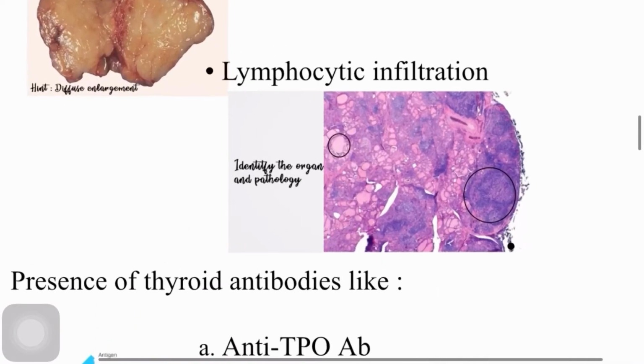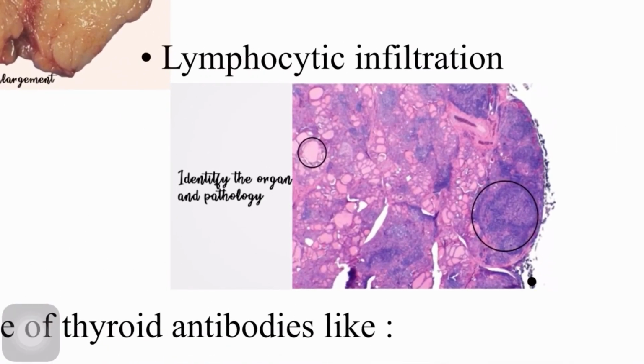The second characteristic here is the lymphocytic infiltration, and that's why it's called chronic lymphocytic thyroiditis. Here, apart from the normal thyroid gland, that is the pink part, there is a lot of purple part, that is the bigger circle. It consists of lymphocytes forming lymphoid follicles. You can also see the germinal center.